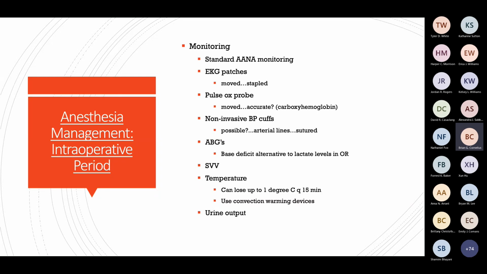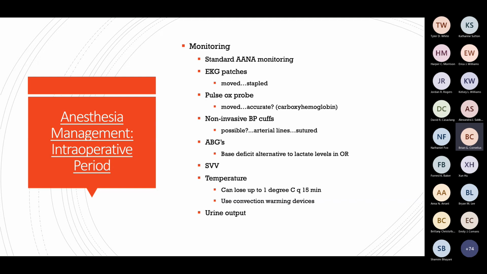Temperature, we can't talk about this enough. You can lose up to a degree of Celsius temperature every 15 minutes. So make sure you're using convection warming devices, warm the operating room, warm your fluids, all those sorts of things. We're going to talk a little bit more about specific things here in a minute, but do everything you can to keep that patient warm.